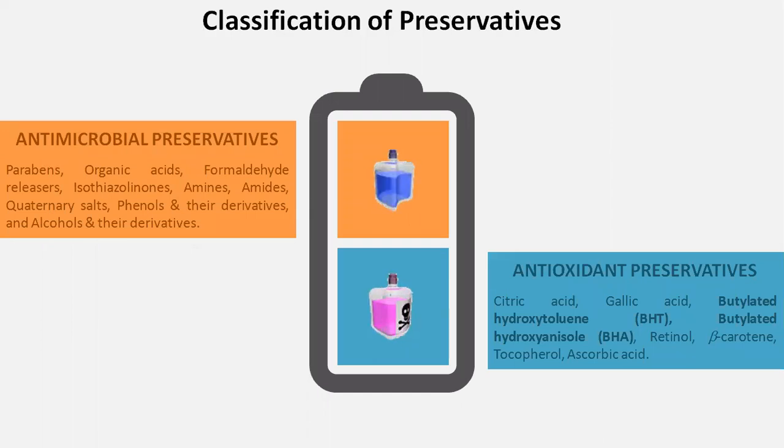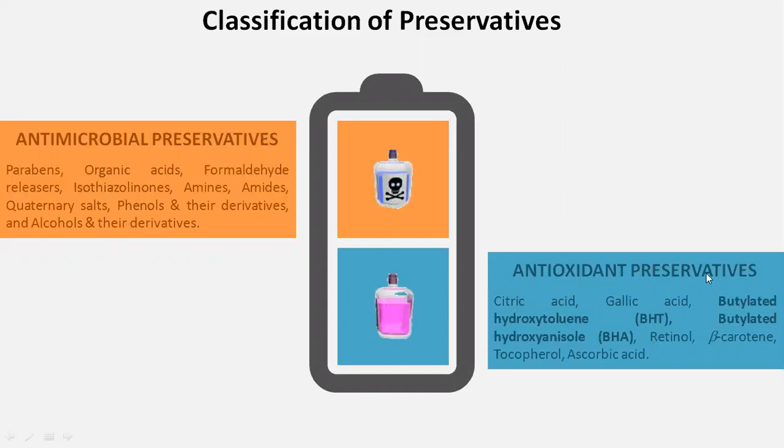This is the general and common classification of preservatives. Basically, preservatives are classified into two categories: antimicrobial preservatives and antioxidant preservatives. Antimicrobial preservatives contain structurally diversified categories, which include parabens, organic acids and their salts, formaldehyde releasers, isothiazolinone derivatives, amines, amides and quaternary salts containing derivatives, phenols and their derivatives, and finally alcohols and their derivatives. These are the various sub-classifications of antimicrobial preservatives.